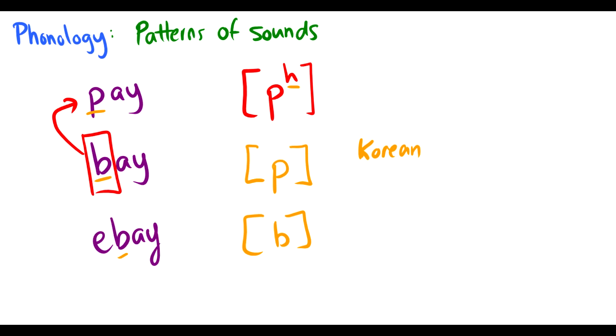Now, languages like Korean can hear the difference between this P and this B. However, in English we don't notice a difference, but for Koreans and other languages in the world, this is a very noticeable difference. But we interpret the two B's in eBay and bay to be exactly the same. So listen for a second. eBay, bay, pay. If you listen really closely, you can hear a difference in those two B's.